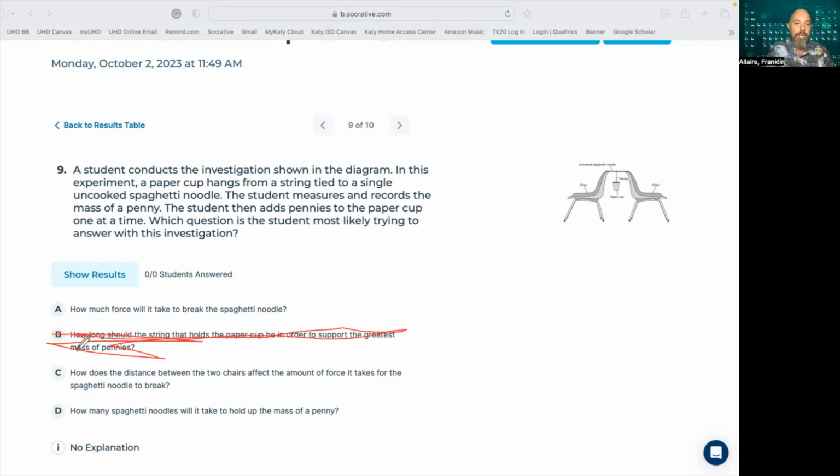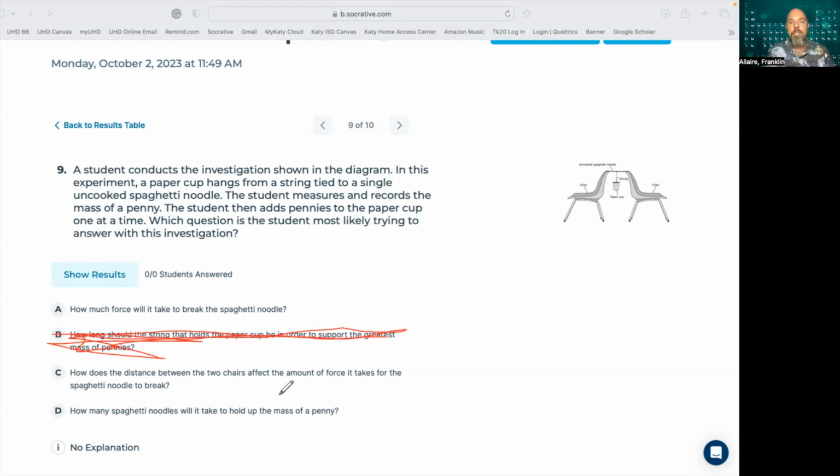Okay, so the string is really not going to do anything as far as supporting the mass of the pennies, because what we're really looking at is the noodle to support the mass of the pennies. So we're left now with three choices. And so C, so first of all, D could potentially be an answer, except that we're kind of making an assumption here, and we always hate to assume. But it looks as if we have maybe a single, it says here, tied to a single uncooked spaghetti noodle.